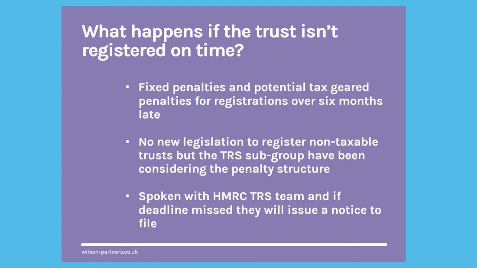So what happens if you don't register the trust on time? HMRC have fixed penalties in place that they originally issued through that 2018 registration process. So 3 months late, £100 penalty, 6 months late, £200 penalty, 6 months or more is a £300 or 5% of the tax due, depending on which is higher.